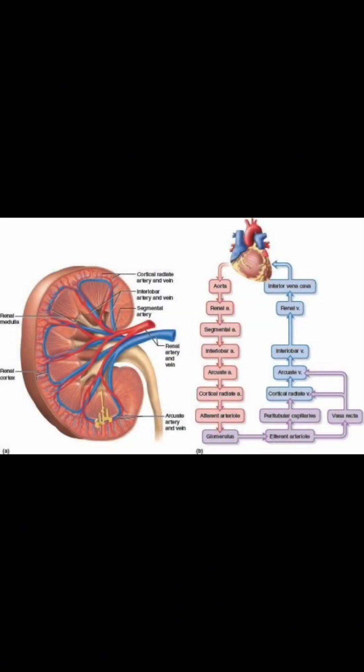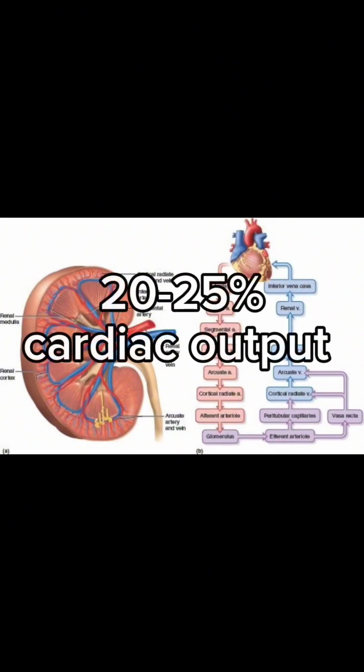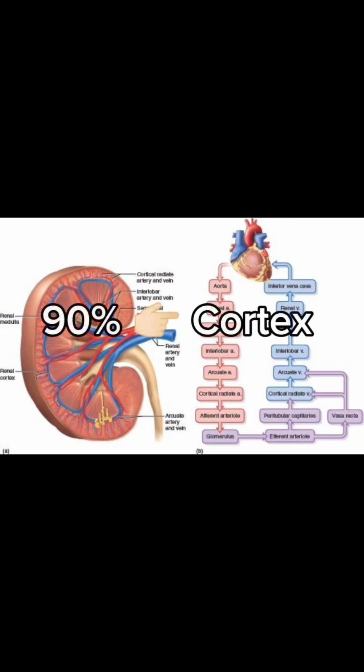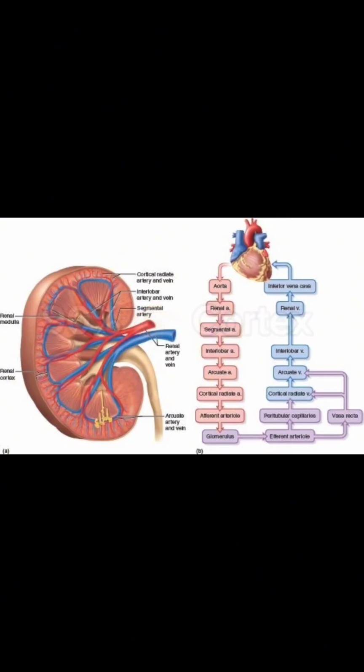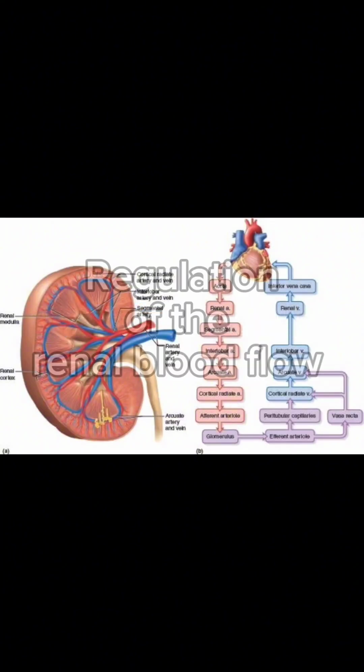Renal blood flow is about 1 to 2 liters per minute. It's about 20 to 25% of the cardiac output. 90% of the renal blood flow supplies the renal cortex, while only 10% supplies the medulla.